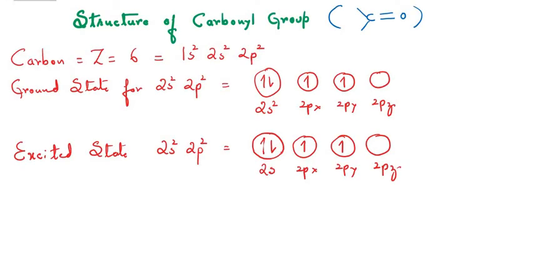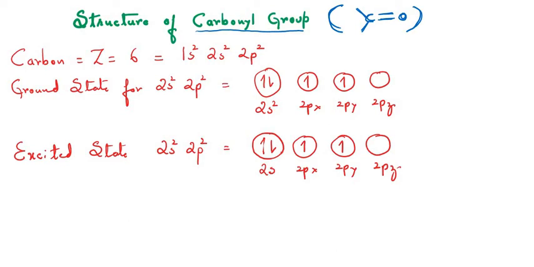Hello students, in today's class we are going to learn the structure of a carbonyl group. So the carbonyl group is represented in this manner, which has been enclosed in a bracket. I hope you are able to see and understand what a carbonyl group actually is. In a carbonyl group, the carbon is linked with oxygen by means of a sigma bond and one pi bond. Now let us study the structure of a carbonyl group.